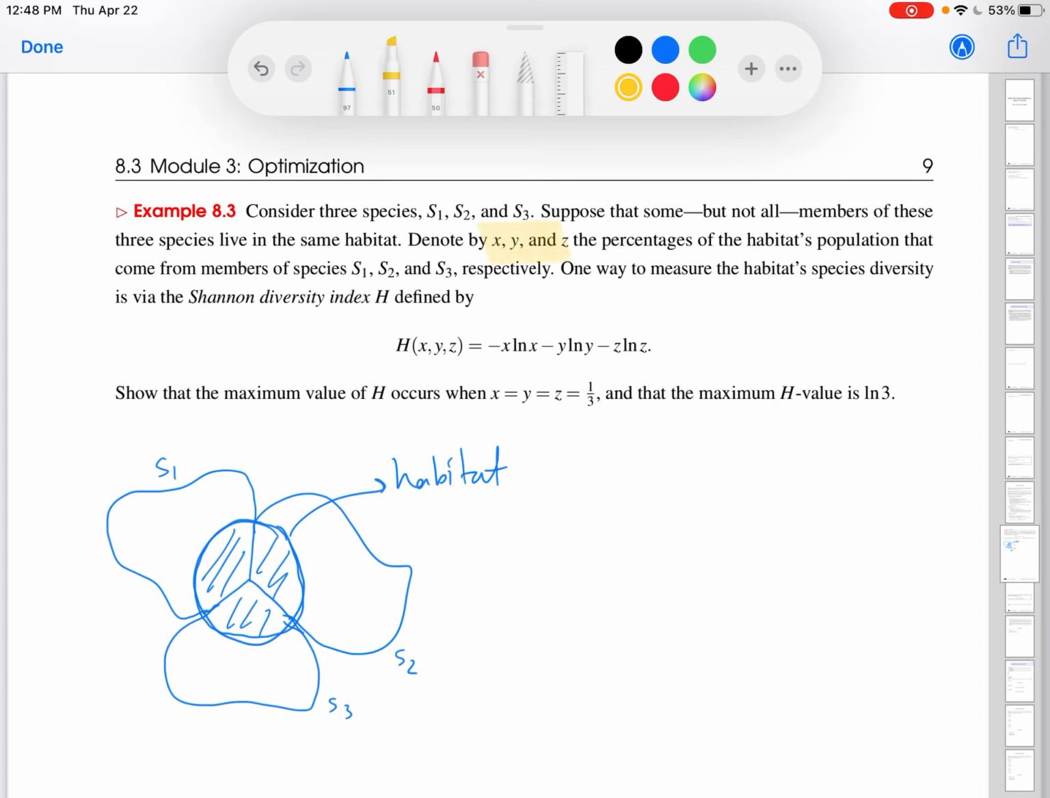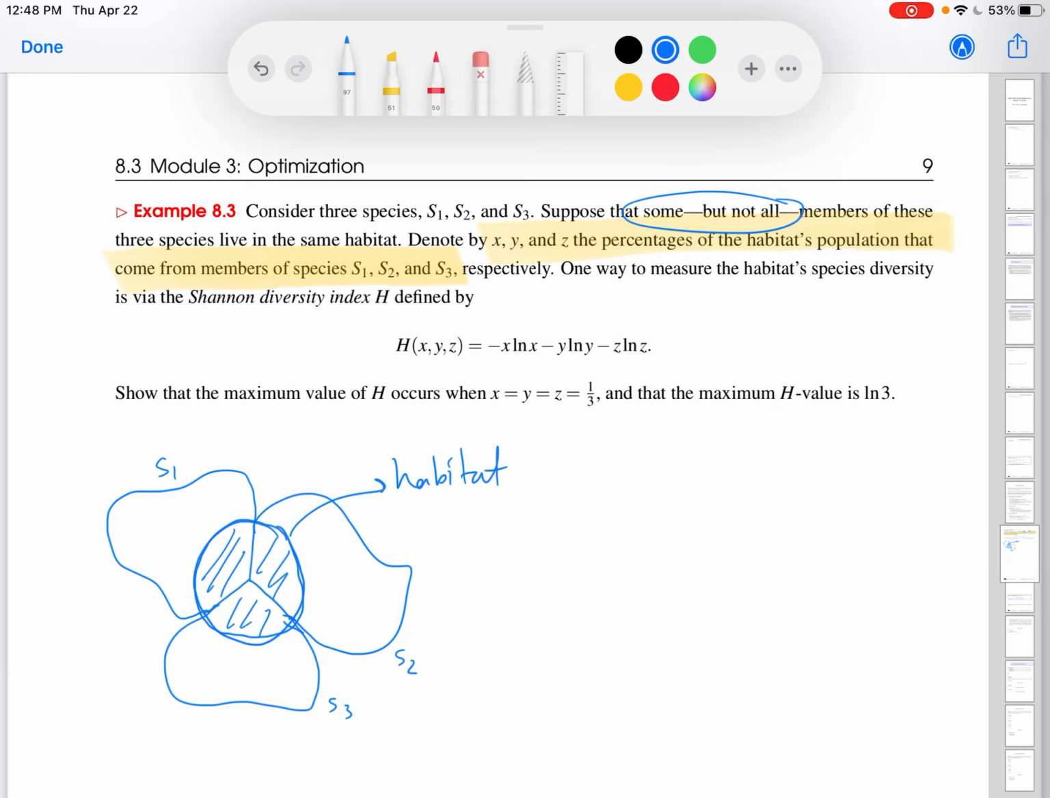Denote by X, Y, and Z the percentages of the habitat's population that come from members of species S1, S2, S3. Okay, great. So what's going on here? Some, but not all, of the members of the species live in the same habitat. So maybe for S1, maybe 80% of S1 lives outside the habitat. Maybe 20% lives inside the habitat. Could look at it that way.